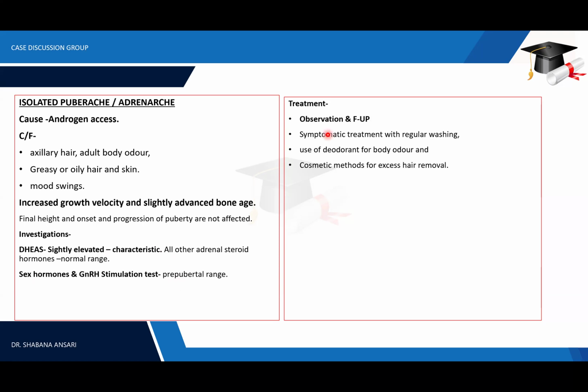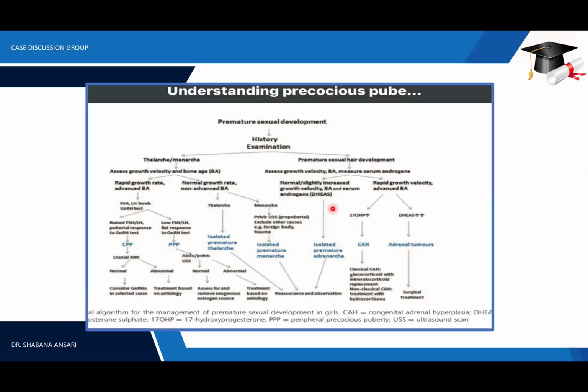So what about the treatment? Only observation and follow-up. And symptomatic treatment will be done with, of course, regular washing. We can advise them to use deodorant for body odor, and cosmetic methods for excess hair removal. Follow-up is usually done till adolescence or even in adulthood.